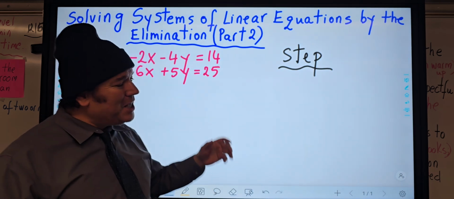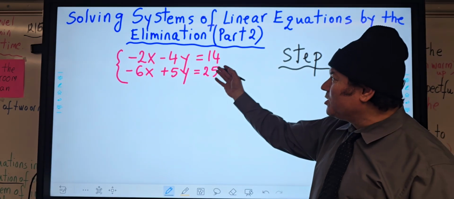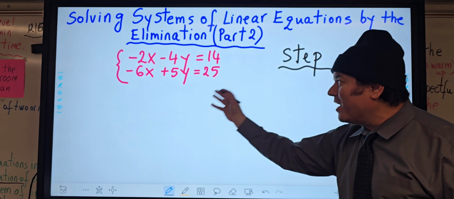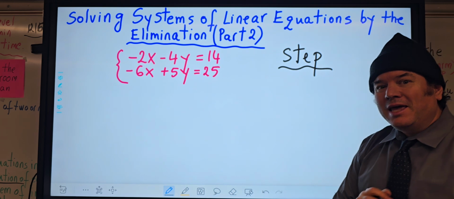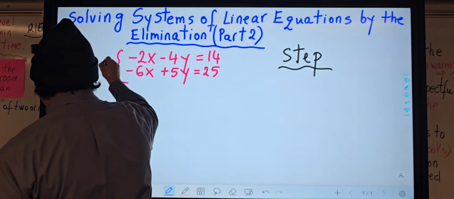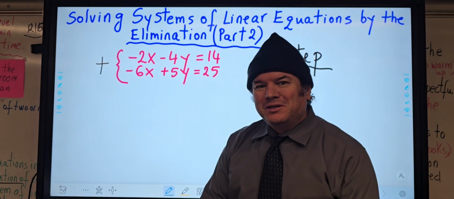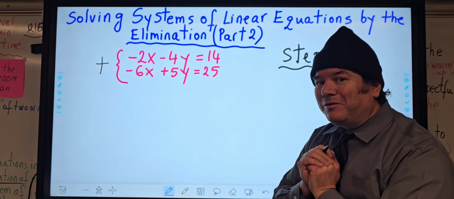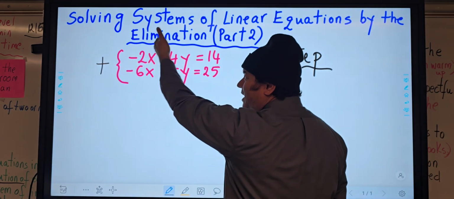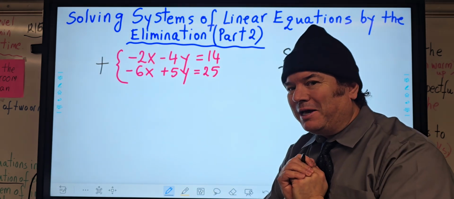Today, let's take a look at this system. We have negative 2x minus 4y equals 14, and the second equation, negative 6x plus 5y equals 25. In the last video, we were able to add the top and the bottom equations and cancel one of the variables. But today it's a little bit different, because if we add the x's and the y's, we are not able to cancel the x and the y.